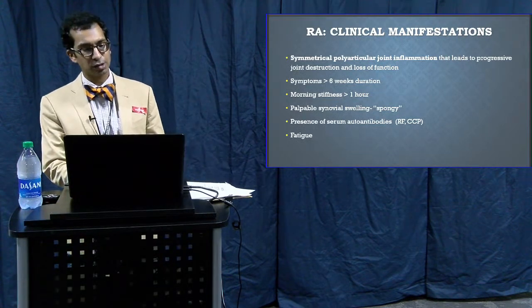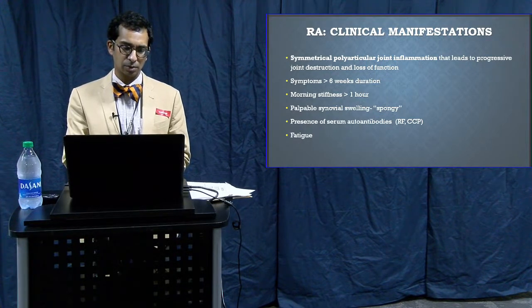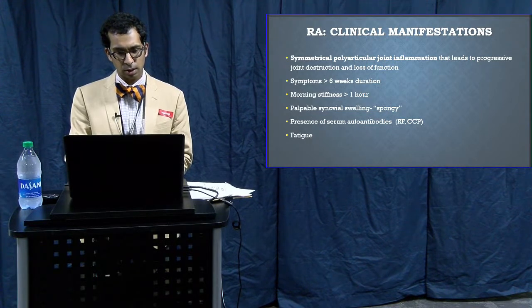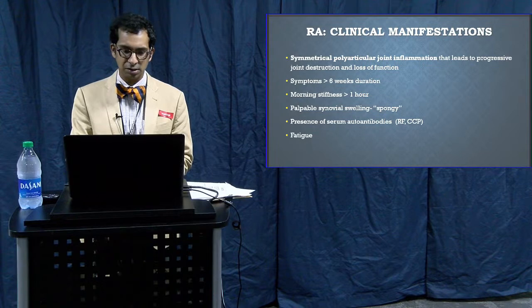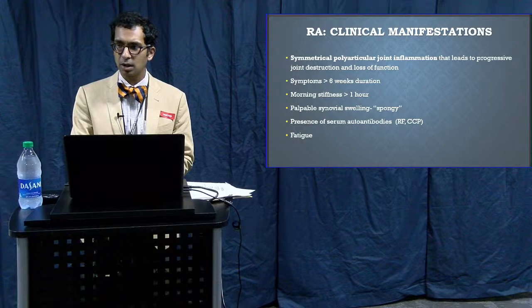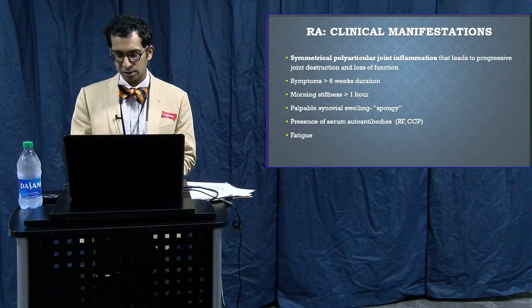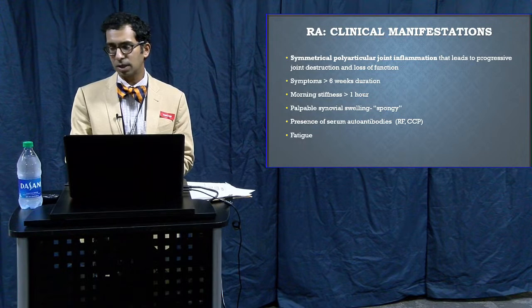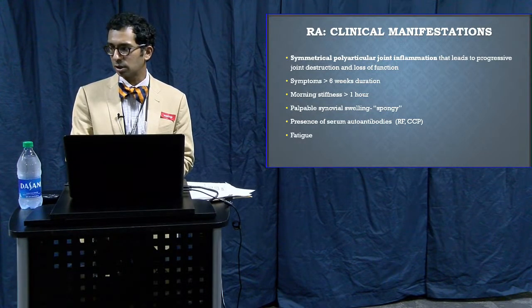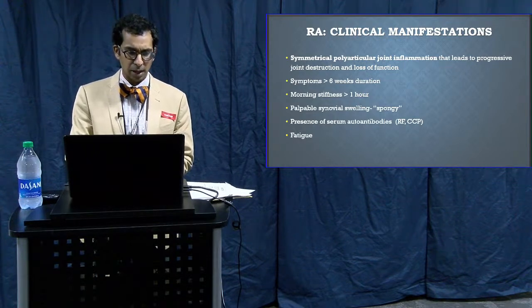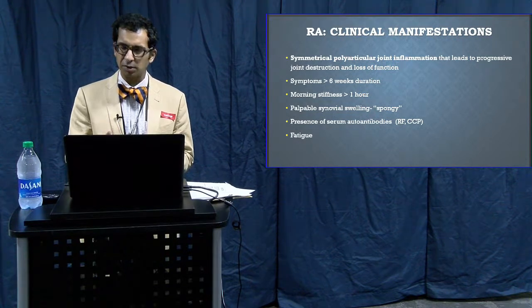So what are some of the clinical manifestations? Changing gears a little bit, what are some of the clinical manifestations for rheumatoid arthritis? Well, as many of you know, it's a symmetrical polyarticular joint disease that leads to progressive joint destruction and loss of function. The symptoms in general last more than 6 weeks before considering this diagnosis. Usually there's some chronicity, and patients can have symptoms for several months before seeking help. One of the defining features of rheumatoid arthritis is stiffness, so morning stiffness that tends to improve as the day goes on, which can last an hour, 2 hours, and improves with the patient starting to become ambulatory and moving more. There's palpable synovial swelling, which has almost a spongy feel to it.